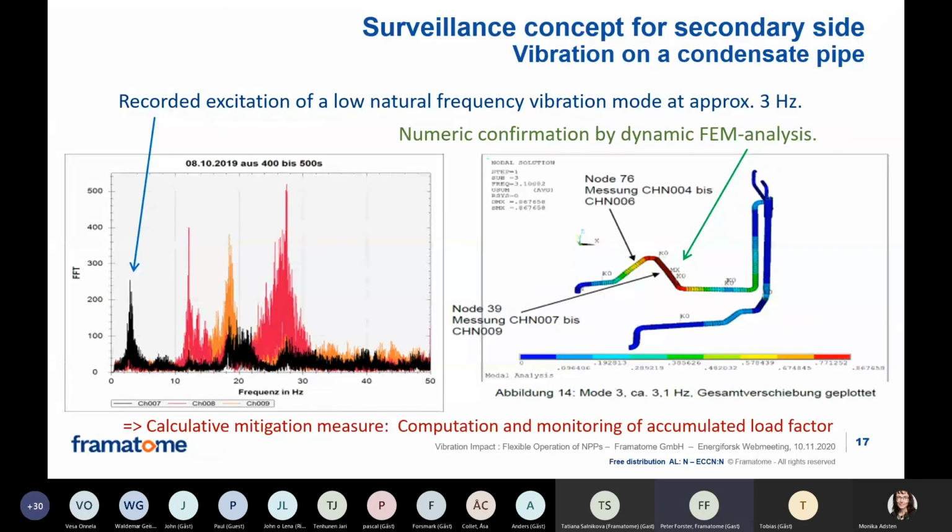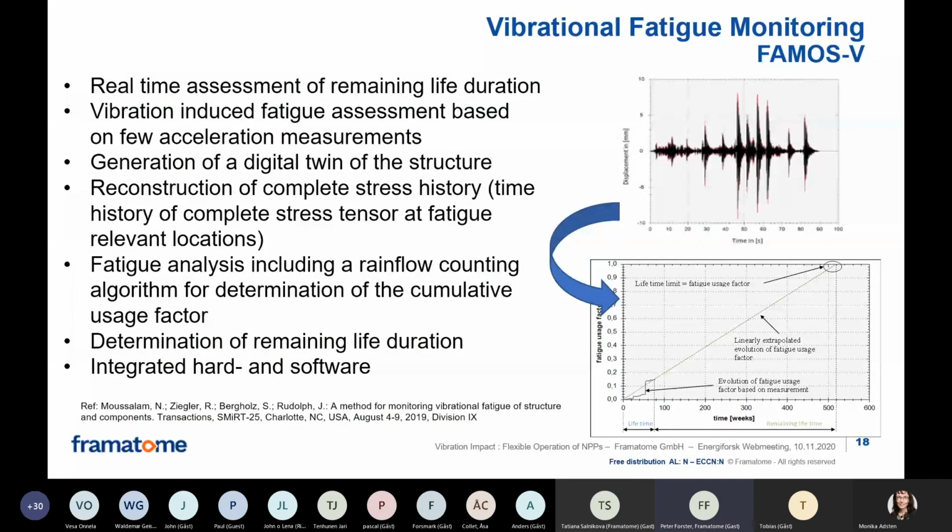On the next slide, please, with a proposal for monitoring of this effect. In the right upper diagram, you see for a period of about 100 seconds the impulses on this pipe, which were quite high as an acceleration spectrum. And in the lower right corner, you see the load monitoring by the system, called FAMOS-V, fatigue monitoring system for vibrations.